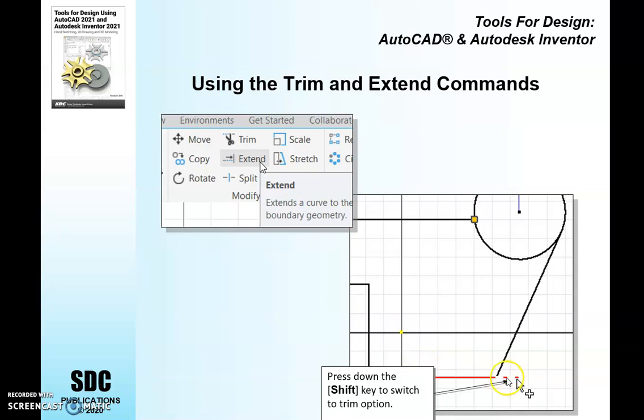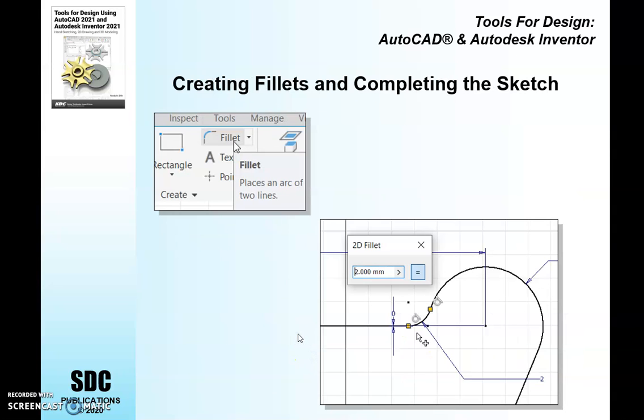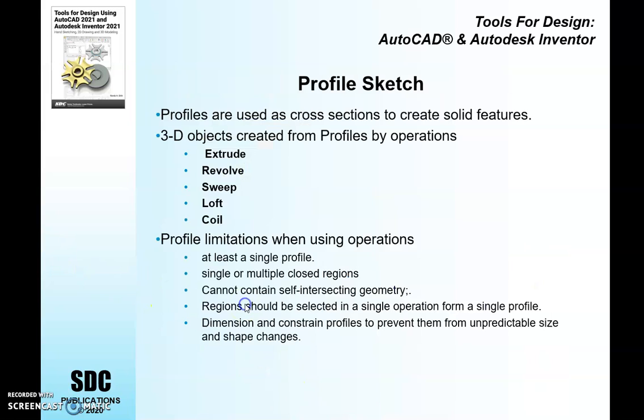He's going to show you how to use the extend command. I think we've already done some fillets. He's going to show you how to do the fillet command inside the 2D sketch. Again, these are commands that require a profile, which is a closed sketch, which is basically some kind of feature that's got a boundary, like the extrude command, the revolve command, sweep, loft, coil.